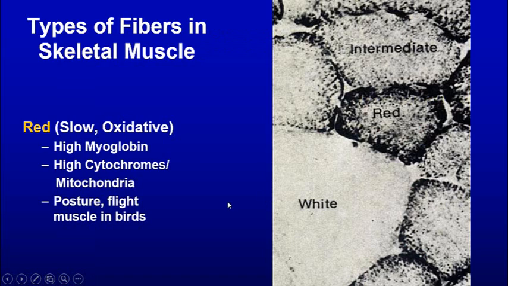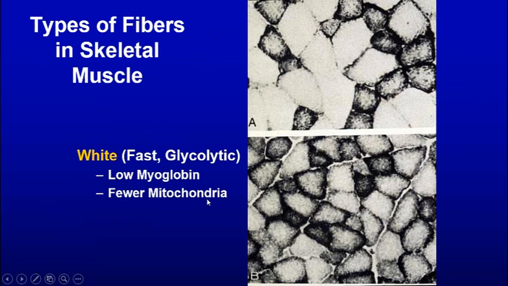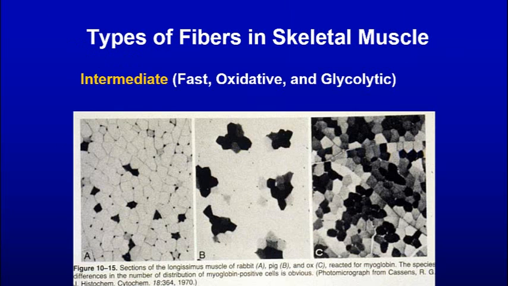So there are different types of fibers. You have the red type, which is slow oxidative. You have the white type. And so whether you're eating dark muscle on a chicken or white muscle, it has to do with the different types. There's intermediate ones too. Fast.